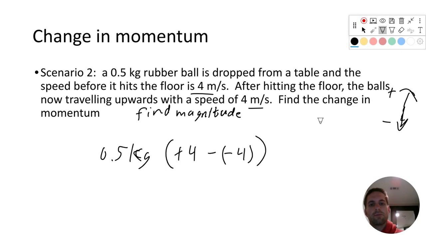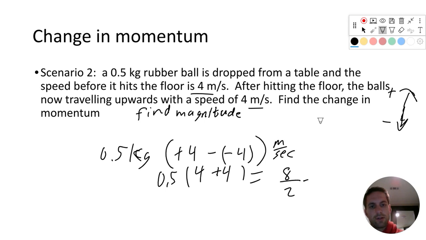And negative minus positive is plus 4, times 0.5. These are both meters over second. So this is going to be 8 divided by 2, or 4 kilograms meters over seconds.